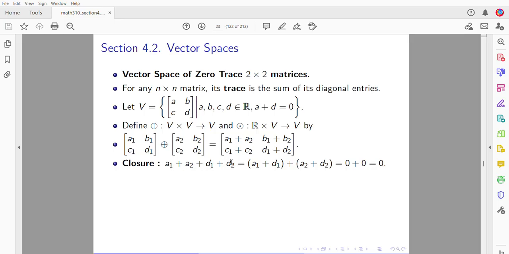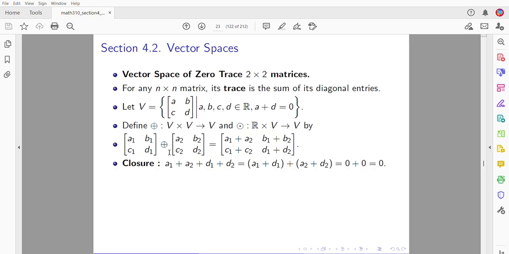I'm just flipping these two around. I get A1 plus D1 plus A2 plus D2. So this one is 0 because A1 plus D1 is 0. This one is 0 because A2 plus D2 is 0. Okay? So if you take two vectors from this set, their O plus lands again in the same set. So that was closure of vector addition.